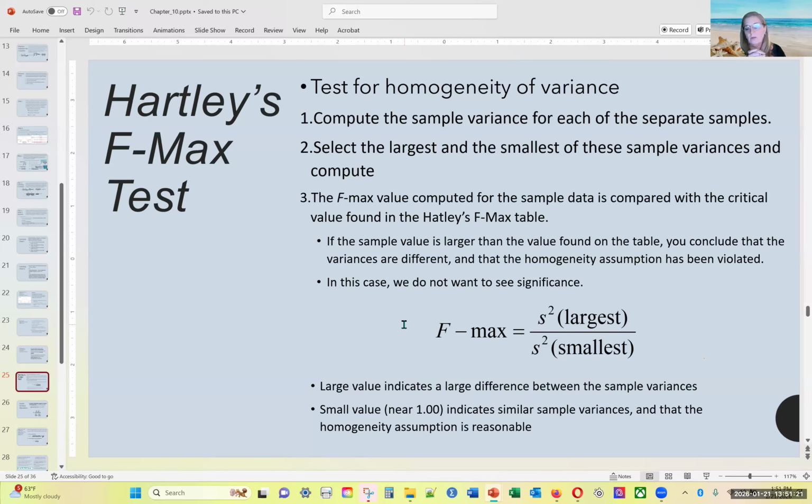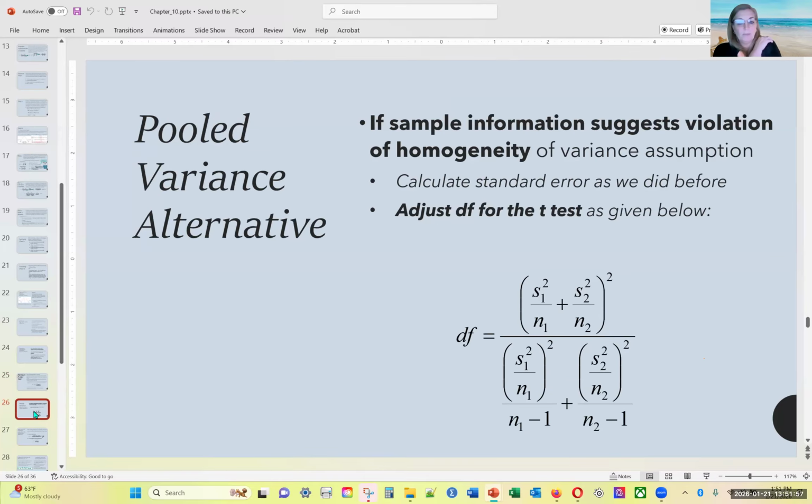Like when we are testing for differences between groups, we want to see that there is a significant difference. Here, we don't want a significant difference because that would mean the variances between your groups are significantly different. So large values indicate large differences between your sample variances, which is no good. Small values, those that are near 1, indicate similar sample variances. And if that's the case, the homogeneity assumption is reasonable. It has not been violated.